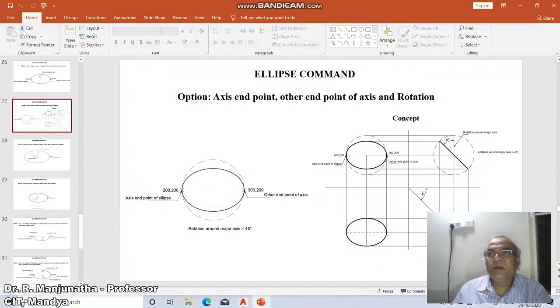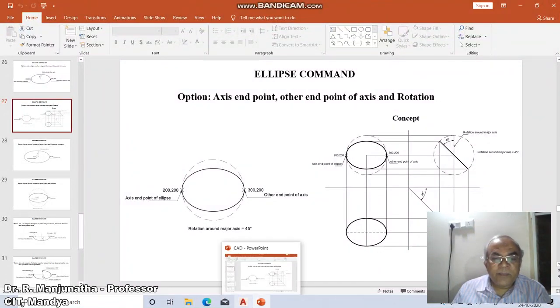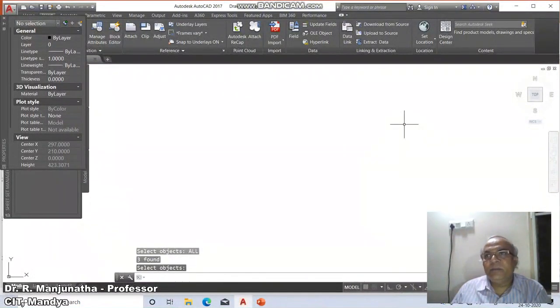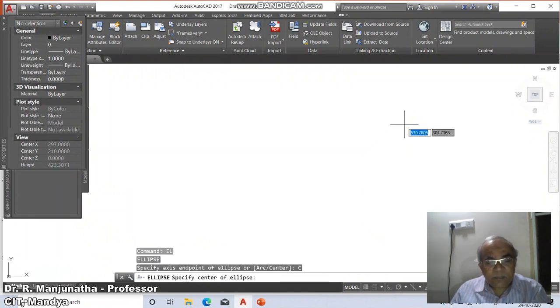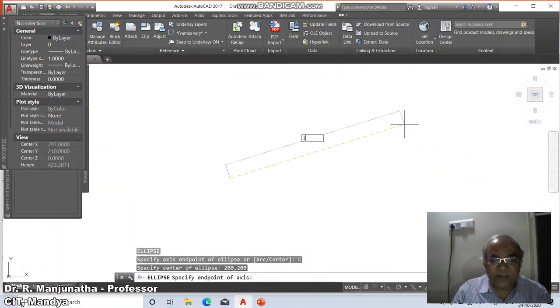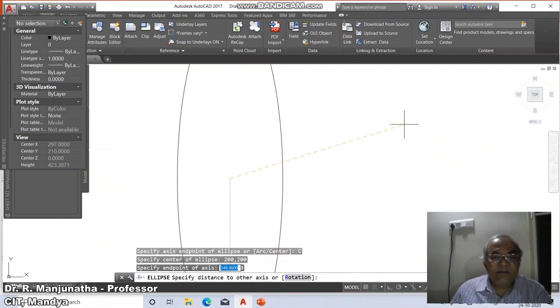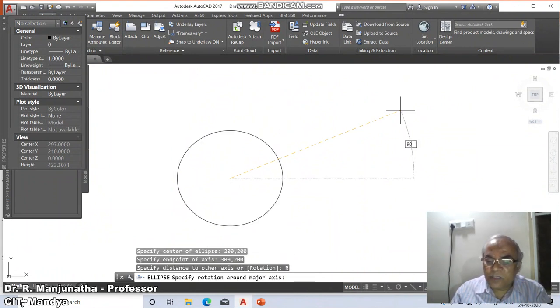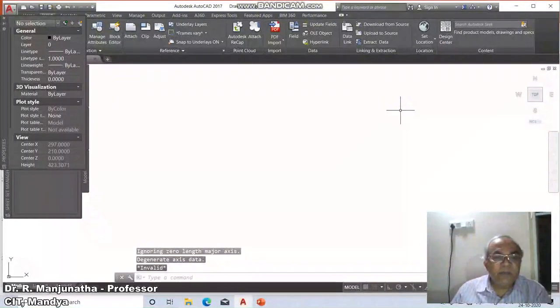So this is the basic concept of how it has been used to draw an ellipse. Now, what will be the minimum angle and what will be the maximum angle? Suppose I draw an ellipse with the center point at 200,200. Then the end point of the axis is 300,200. Now I will say the rotation around the major axis is 90. So it should become a line. Will it be able to draw? No, it doesn't draw that, because it says degenerate axis data, so it becomes invalid.